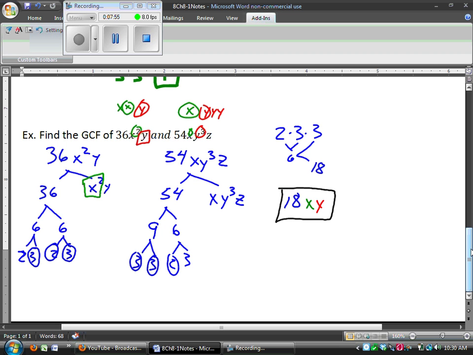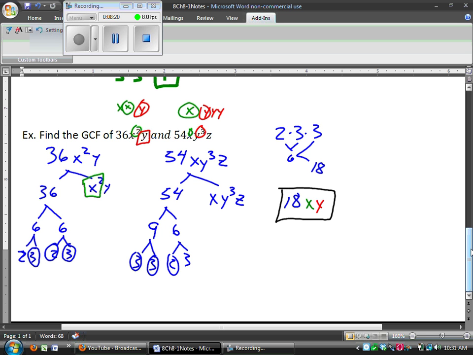Okay? The variables, you just take whatever the lowest exponent is. So when we have the x squared and the x, you know that you take the x. When you have y cubed and y, you're going to take the y. If we had had an x squared and an x to the 4th, you're going to take x squared out because it's the smallest exponent. All right? So there's a quick, easy review section.